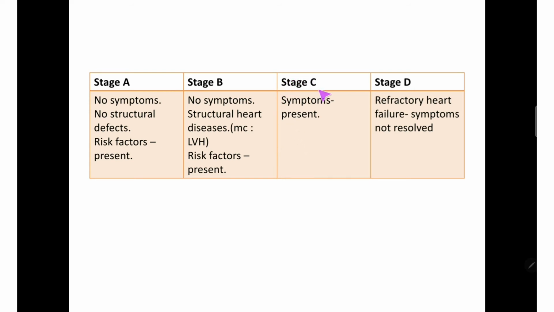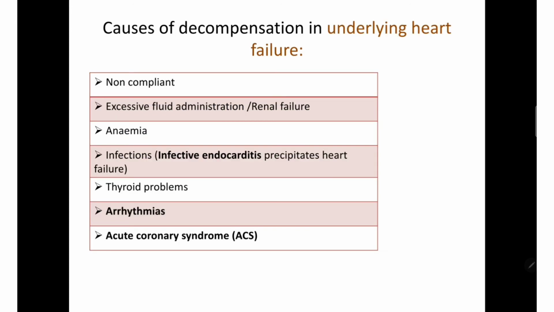And we also have stage C and stage D groups, in which the stage C patient will have the symptoms of heart failure, and stage D is a type of patient with refractory heart failure. That means in spite of taking medications, the symptoms are not getting resolved. So these stage C and stage D patients have an underlying heart failure, and they come under the 80 percent of patients. So these are basically the stages into which we can group patients for acute decompensated heart failure.